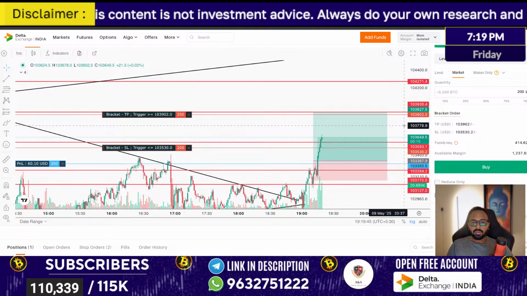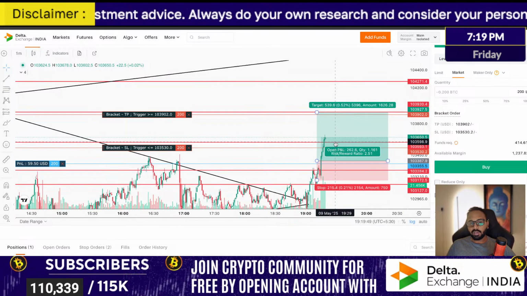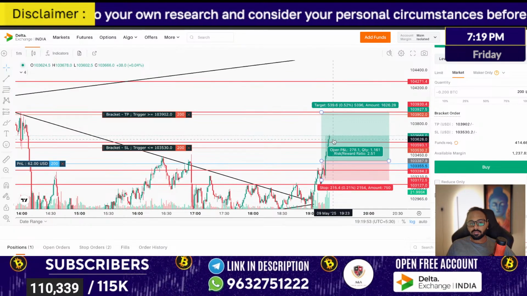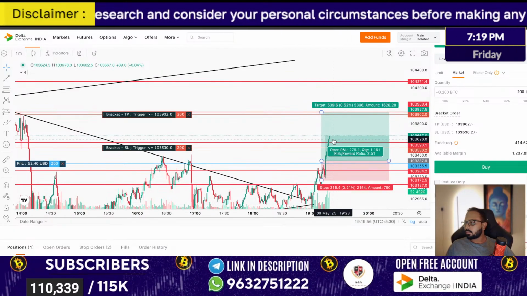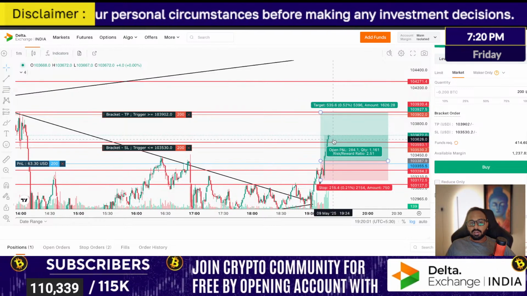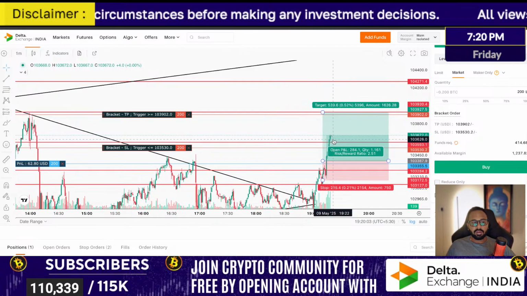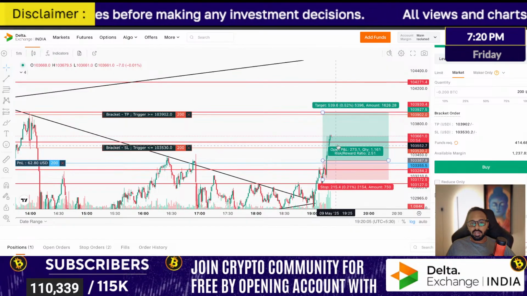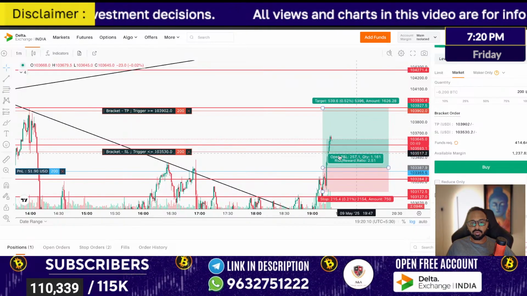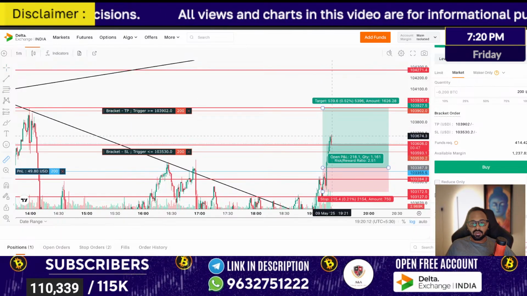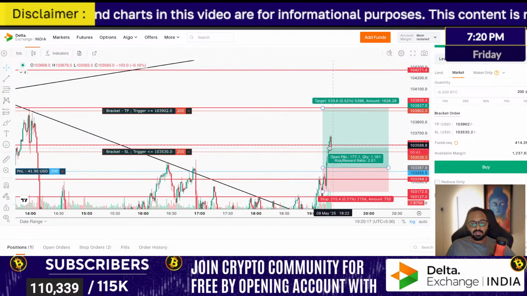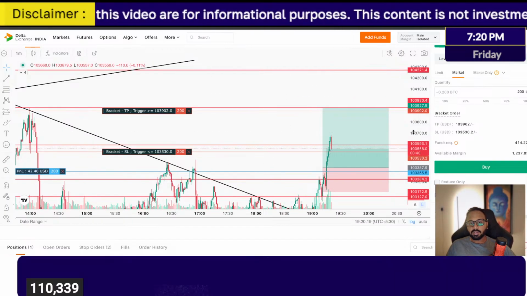Those who want to book near target 1, definitely you can do that. Whoever entered with me, as of now you would be in a profit situation. Trail your stop loss as much as possible so that this becomes a risk-free trade for you. This movement is like one pullback, anything 130, 140 points will reduce the stop loss. That's why I'm saying.